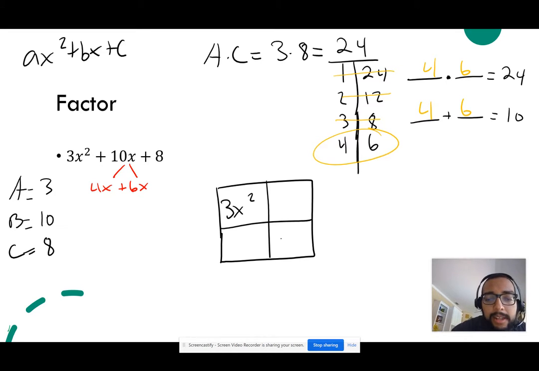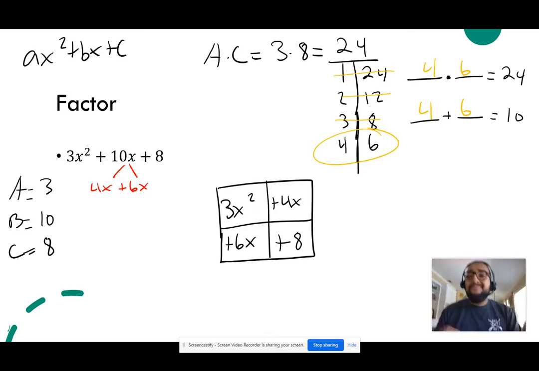Last term was an 8. Wait, we have a 10x. Which diagonal does it go in? It doesn't matter, because we're breaking up that 10x as a 4x and a 6x. So it doesn't really matter which one goes in which. I'll just say 4x right here, and I'll just say 6x right here. That's just up to you.